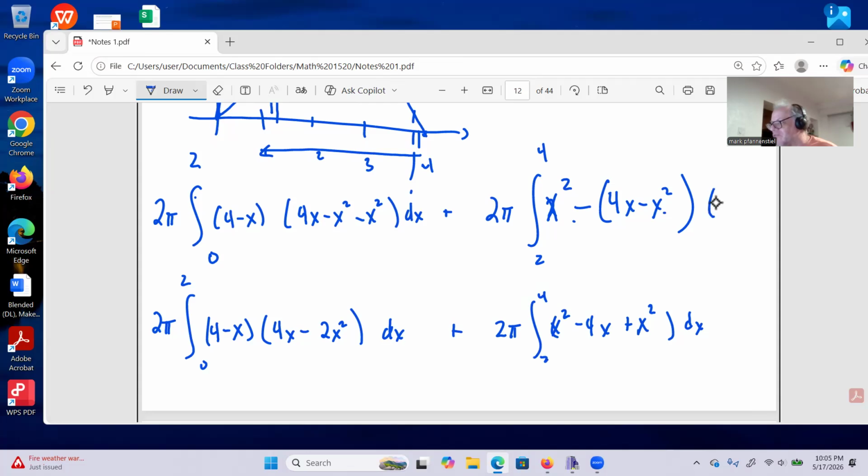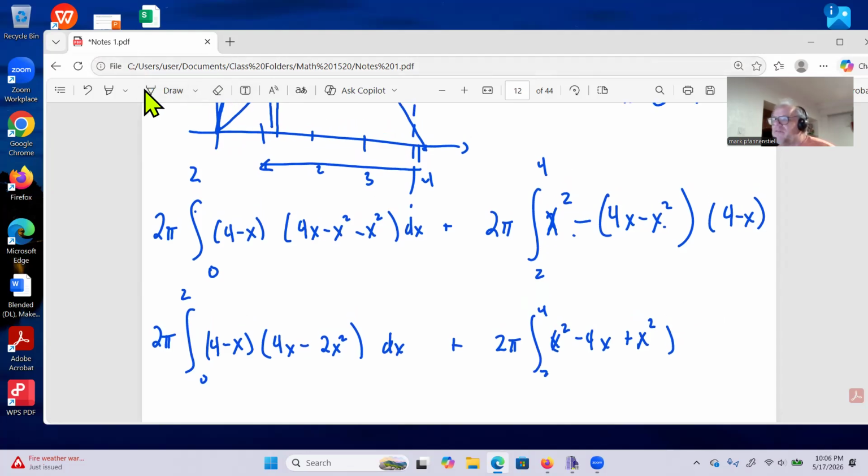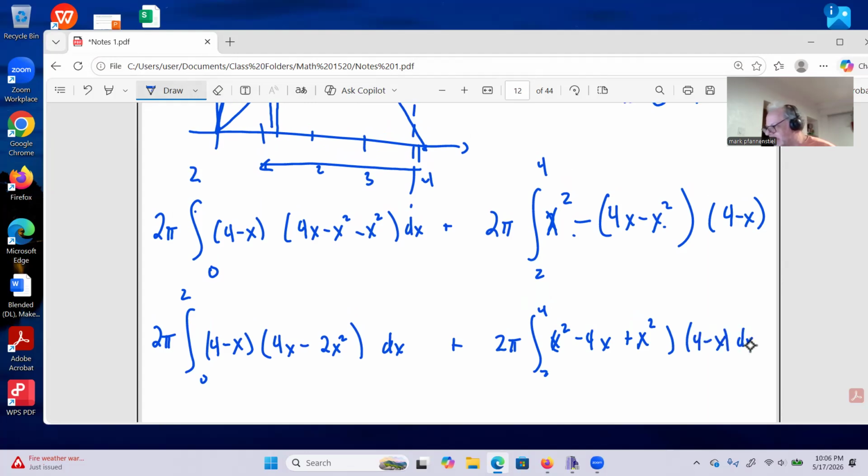This is all dx. Okay, this is still 4 minus x here, so we still need a 4 minus x in all of this. Right? It doesn't matter which order you write these in, I'm just putting this together. So don't forget the 4 minus x here, all times dx. Okay, so that is a mess.